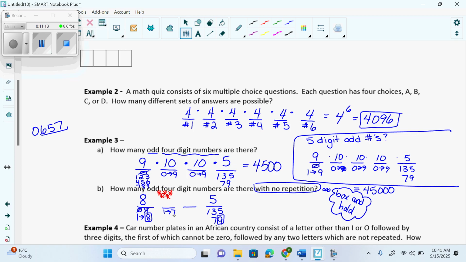There is a catch. What have I still not used? What number have I not used yet? 0. I couldn't use 0 in the back, it would have made it even, correct? I couldn't use 0 in the front, it would have made it a 3-digit number. So I have to remember that 0 is still an option because I didn't box and hold it. Do you see that? I couldn't use it here, it would make it even. I couldn't use it here, it would make it 3-digit. So I have to remember to bring this 0 back.